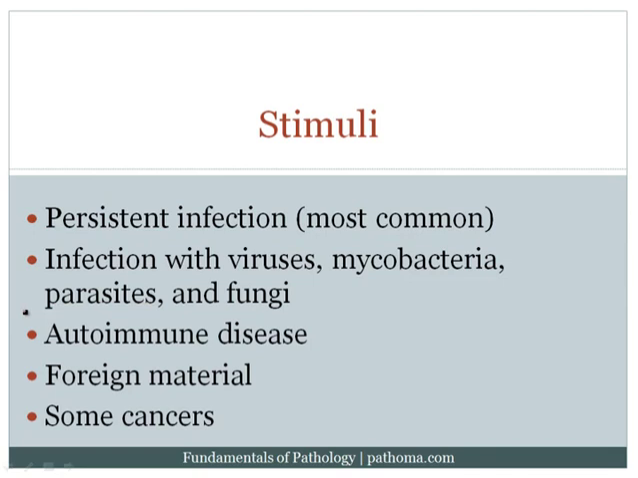Another example would be autoimmune disease. Patients with autoimmune disease get abnormal chronic inflammation. Foreign material can result in chronic inflammation, and so can some cancers. One of the major mechanisms by which cancers are attacked and destroyed is via a chronic inflammatory state. We'll talk more about cancers and inflammation when we discuss your chapter on neoplasia.